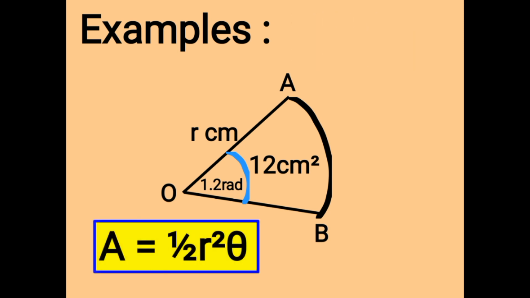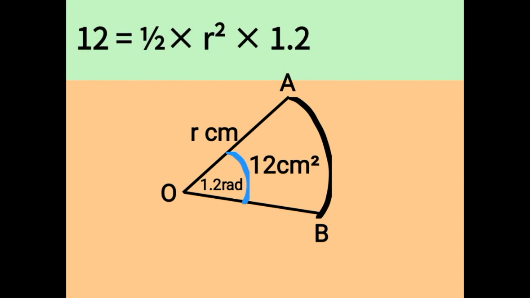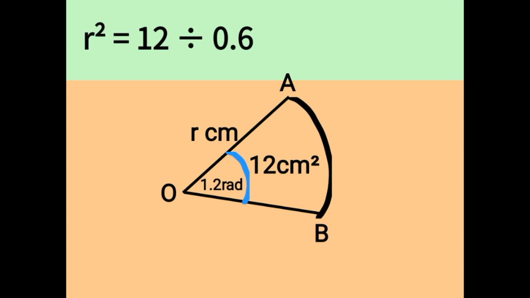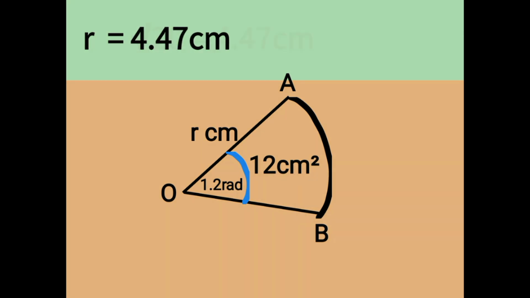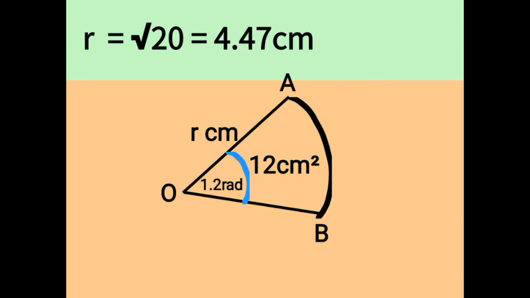Now, to find the value of r, we can use the formula A equals half r squared theta. So, 12 equals 1/2 times r squared times 1.2. 12 equals 0.6 times r squared, so r squared equals 12 divided by 0.6, r squared equals 20. Now, taking the square root from both sides, r equals the square root of 20, r equals 4.47 centimeters. Here, we use the positive square root as length cannot be negative.